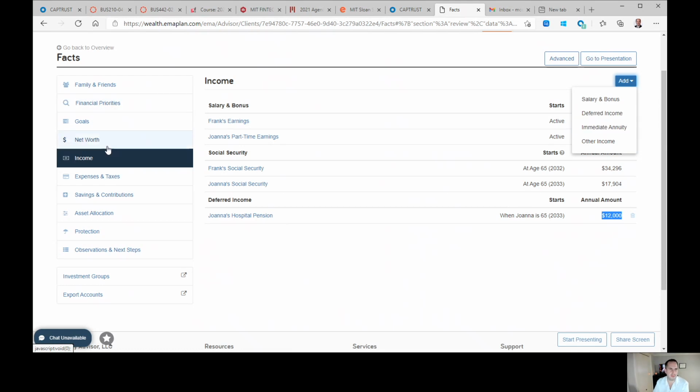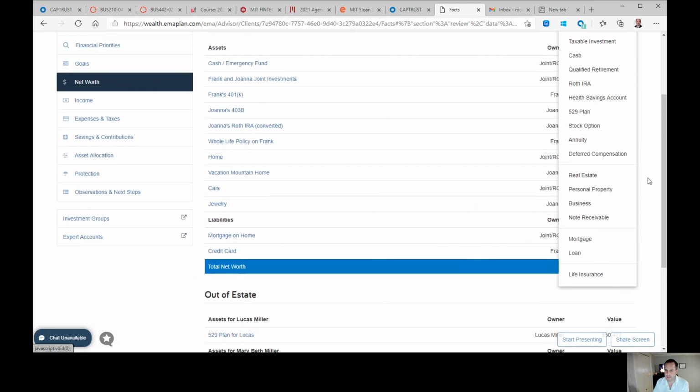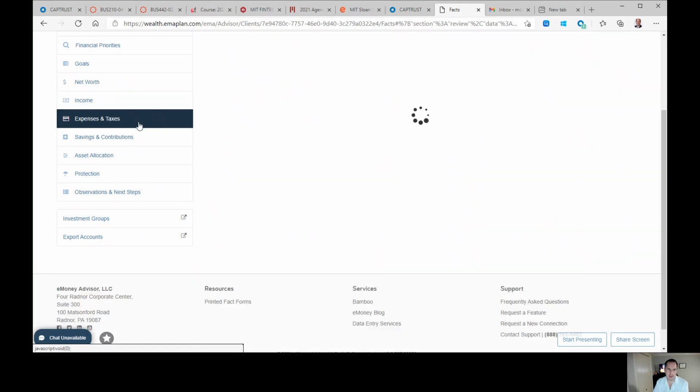There is some optionality here because you do have the ability to add that deferred income, but you also have the ability to have deferred compensation here as part of net worth. So there's more than one way to skin a cat when it comes to inputting information.